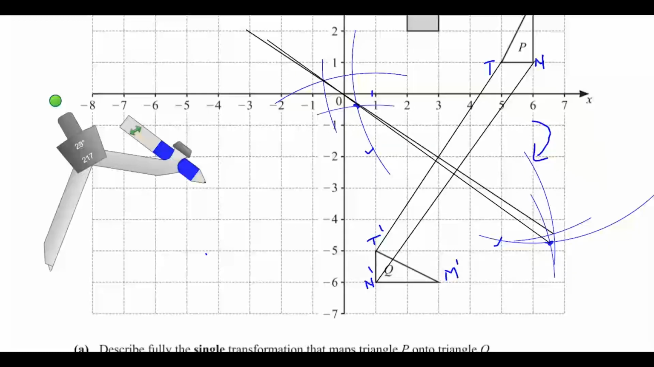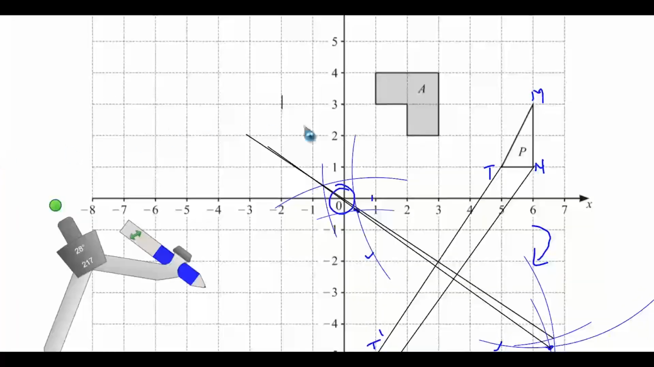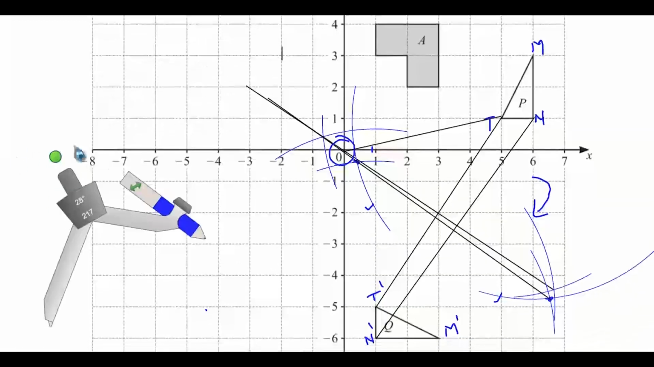Okay, so perfect. You can see that they meet at the origin here. Look at it here. So that's the center of rotation. So from there you can easily get the angle of rotation now, by drawing a line from a point, let's say from point T to the center of rotation, which is the origin. And let's draw the same line to the corresponding point, that is T prime.